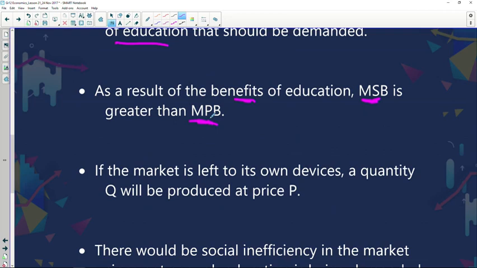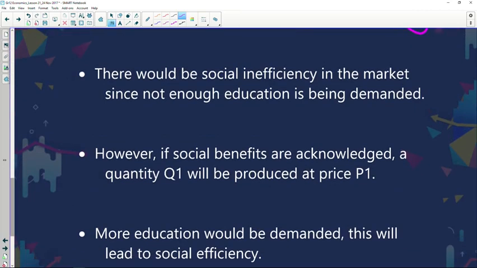So if the market is left to its own devices, a quantity, which is Q, will be produced at a price, which is P. So this will be based on what the market forces would drive. So it will be in a situation where the price will be at P and the quantity will be at Q, if that was just based on the market forces. So there would be social inefficiency in the market since not enough education is being demanded. Okay, so we'll end up with a social inefficiency, and we don't want that situation. We actually want more people to be educated. So there should be a huge demand in terms of education in our country.